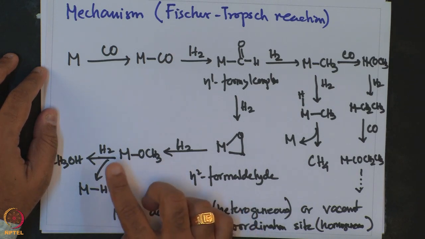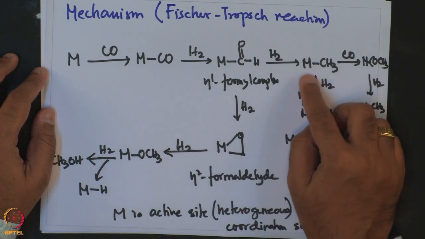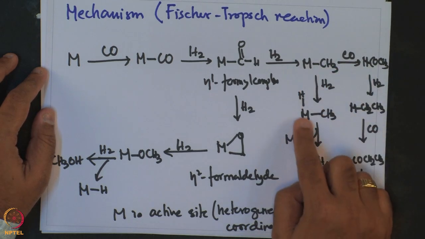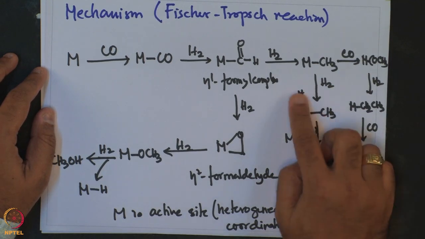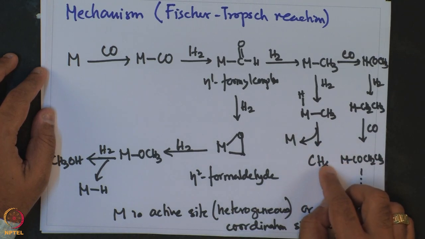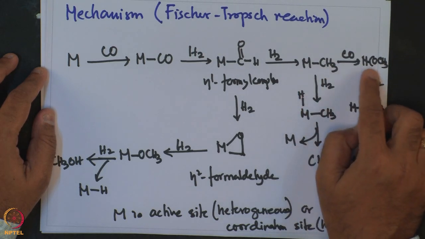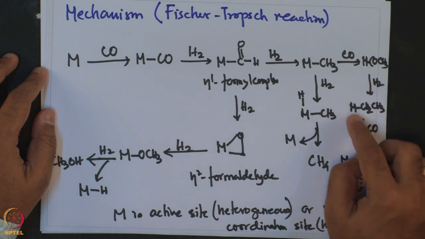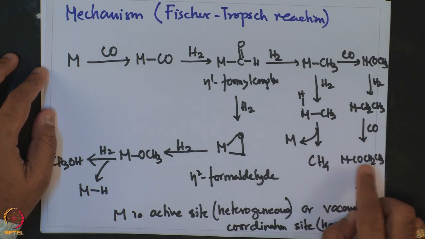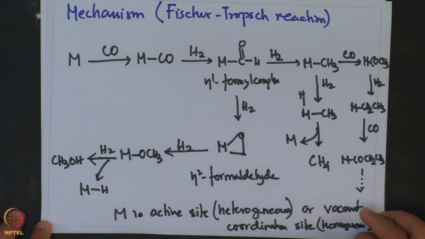Now, the methoxy complex reacts further with hydrogen to give metal hydride and methanol. And this metal methyl complex upon reaction with hydrogen undergoes oxidative addition to give a metal hydride methyl complex, which then reductively eliminates to give methane. Similarly, carbon monoxide inserts to give metal COCH3, that reacts with hydrogen to give metal CH2CH3 ethyl, that reacts with carbon monoxide to give metal COCH2CH3, and that can again react with hydrogen and generate a wide variety of products.